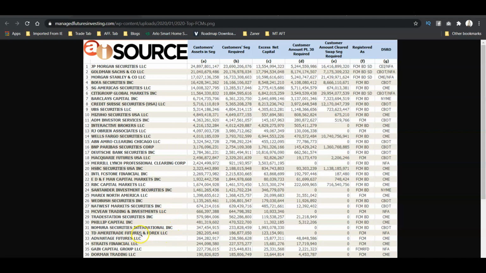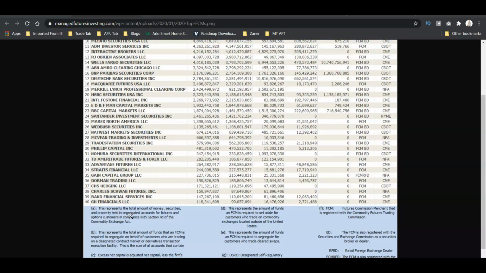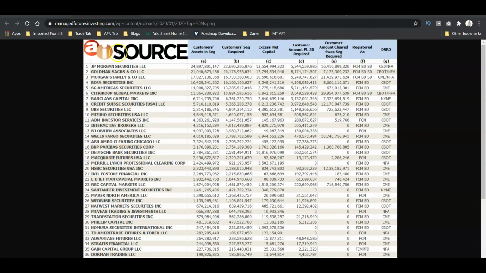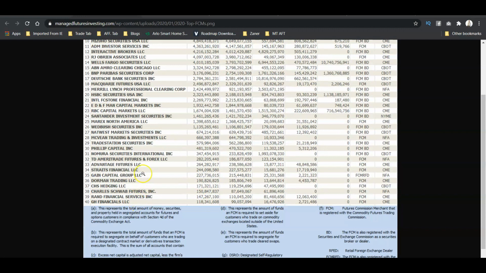TD Ameritrade does futures, and they were doing Forex. I don't know why it still says Forex LLC, but they've relieved their Forex to... Oh, no, I'm sorry, they do still. I was thinking about TradeStation. TradeStation relieved several years ago their Forex department over to Oanda, their whole portfolio. But you can come in here and basically know what you're dealing with and how big they are, and that you're safe. You're not dealing with some rinky-dink kind of thing.